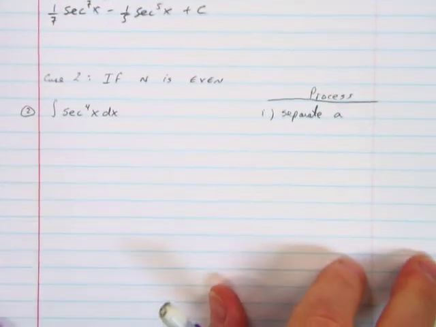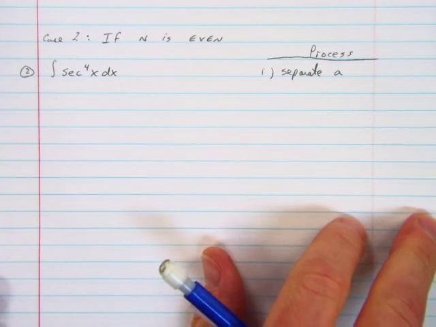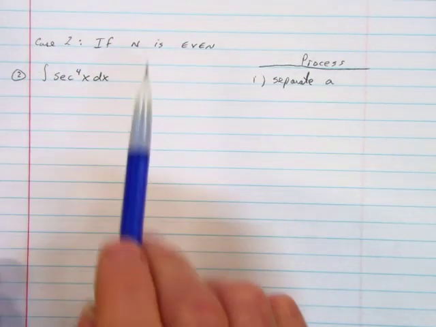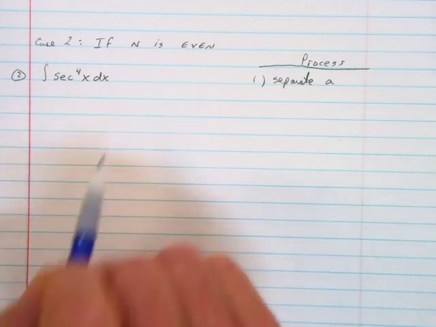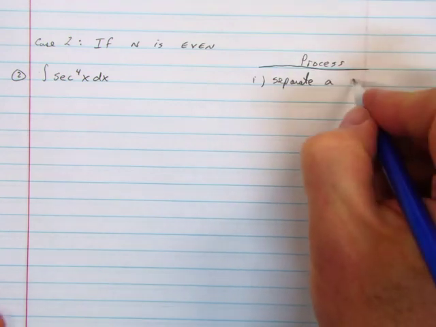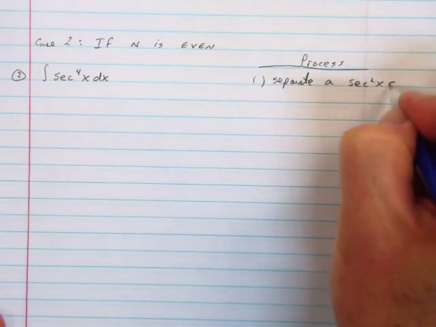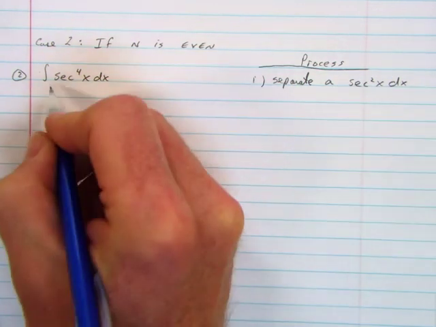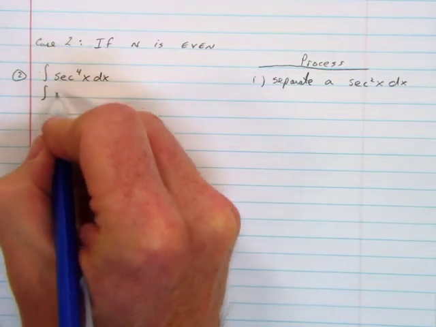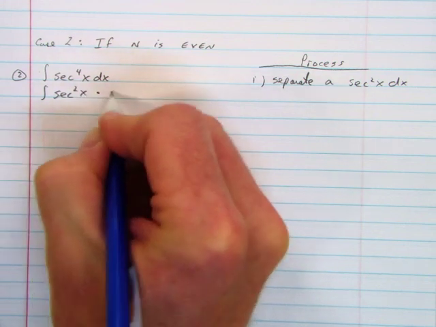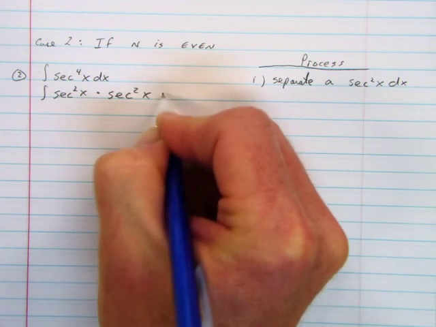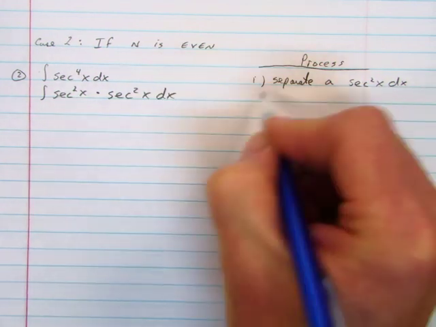Let's go on to the next case. If n is even, so note in both of these examples we're not saying what the other power is. The focus here is just the fact that n is even. What we're going to do this time is separate a secant squared x. So we'll take this and separate out a secant squared. So we'll have secant squared times secant squared dx.